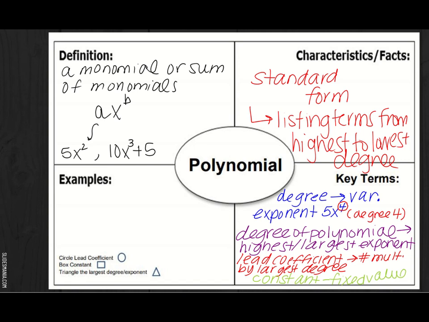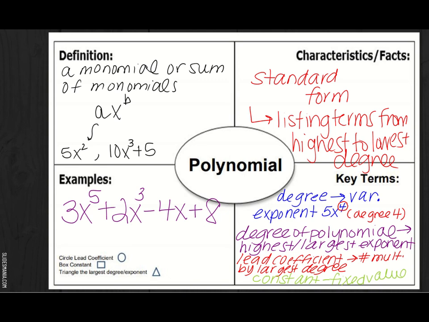So let's go ahead and look at an example. So if we had a polynomial, an example could be 3x to the fifth plus 2x to the third minus 4x plus 8. So this is in standard form because it goes from our largest exponent to our smallest. We go from exponent of 5 to 3 to 1 to 0. So it is in standard form.